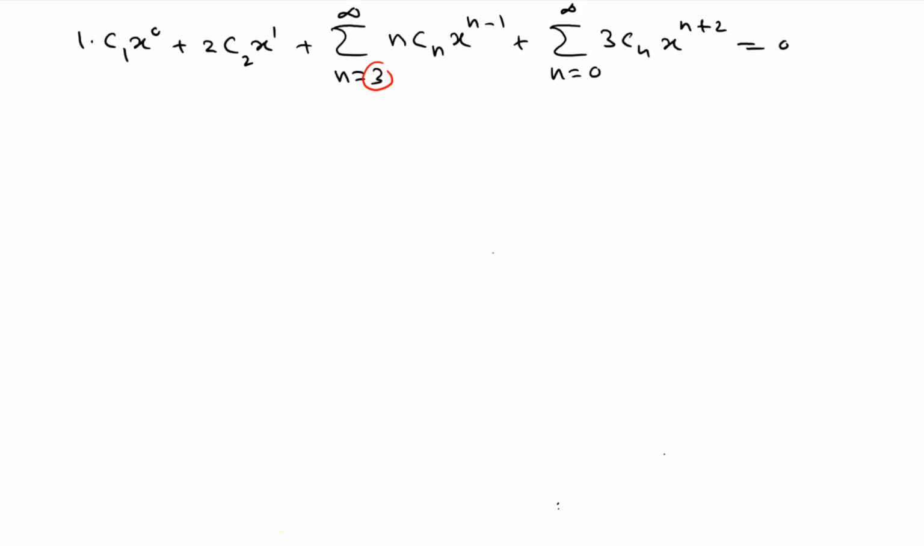Okay, now we try to change the index. The goal is to rewrite this as xⁿ. So what we need to do is bring this one down by 2, which means this one goes up by 2. Here, this one goes up by 1 and this one down by 1. It's very clear, because if you do that, everything is in xⁿ. So let's do that, using the seesaw method.